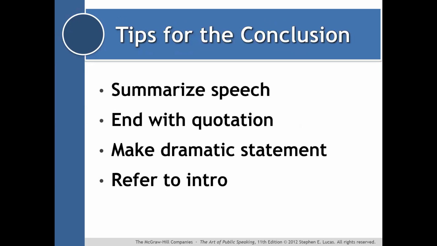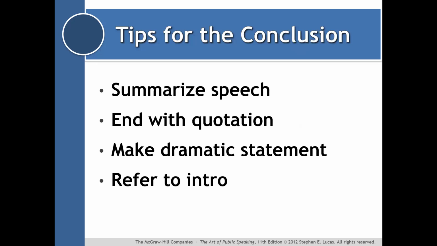So, tips for the conclusion. These are not necessarily optional, the first one, I'm sorry. You've got to summarize the speech. That's the purpose of the conclusion. But the other three are optional and are tips that you might use. You might end with a quotation. If you began with one, you might even refer back to it. You can refer back to the intro, as it says in that fourth bullet point, or make a dramatic statement that gets our attention and gets us thinking about things.